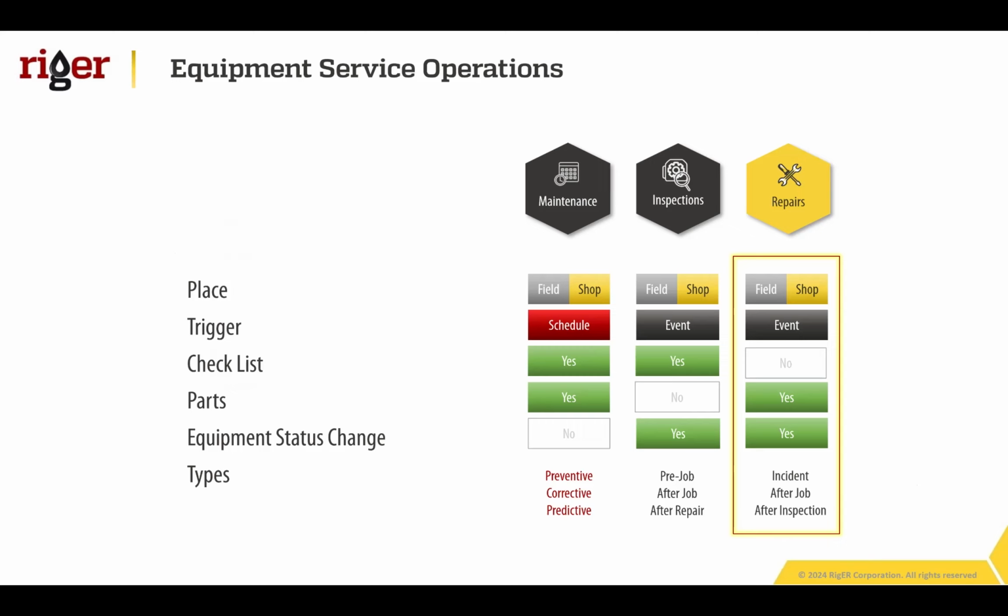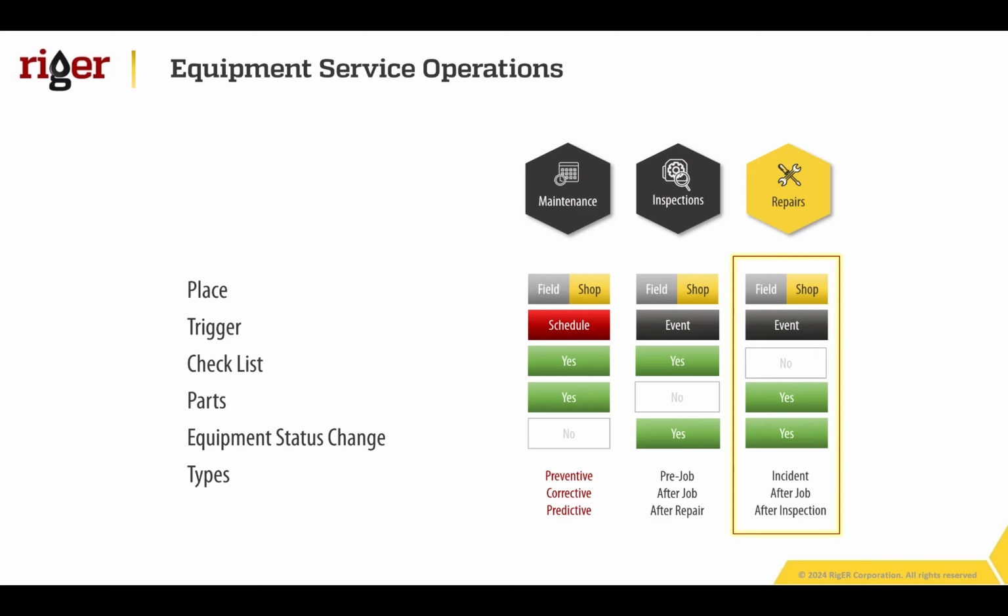The main difference between maintenance and repairs is that maintenance in RigER is a scheduled event. Repairs happen when they happen. We need to understand that repairs involve parts and equipment status change, while maintenance has the checklist. We do not have a checklist in repairs. Repairs can be done in the field or in the shop, and repair is an unscheduled event, happening by incident, after the job, or after the inspection.